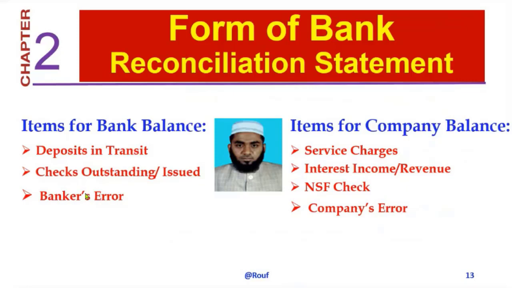On the other hand, four items are included for preparing adjusted cash balance of company statement. Number one, service charge, interest income or revenue, NSF check, and last, company's error. These are the items used for preparing adjusted cash balance of bank statement and company statement.